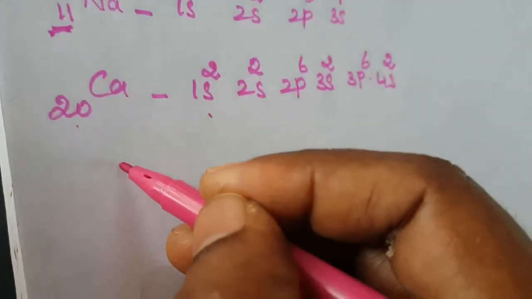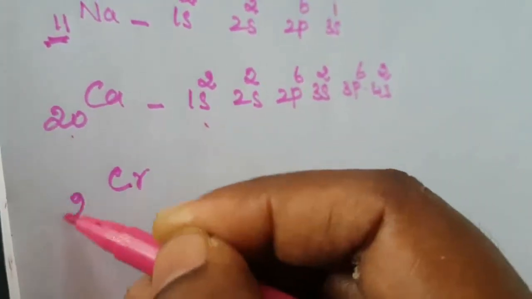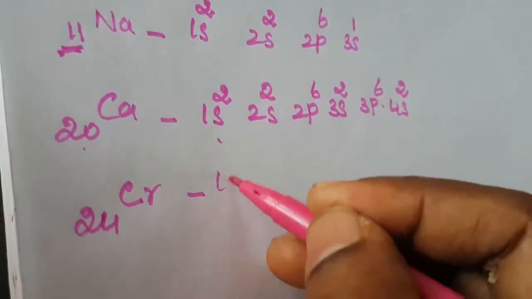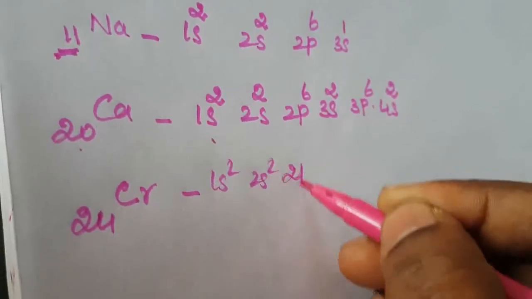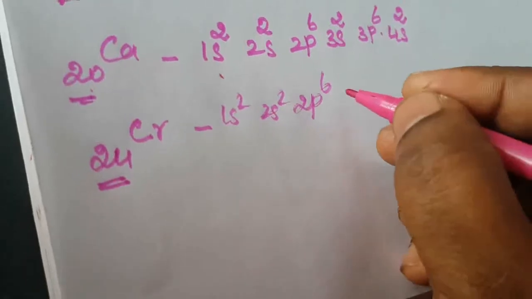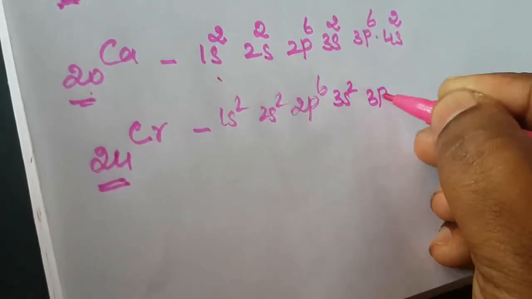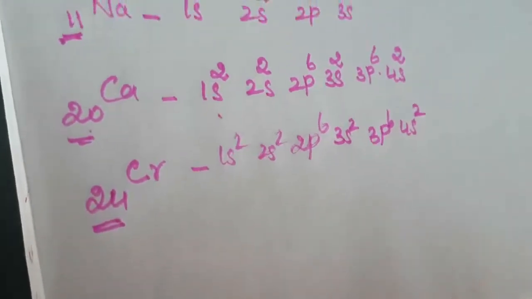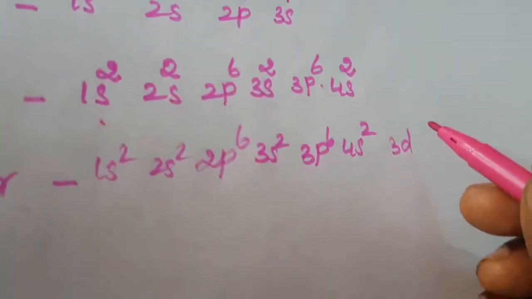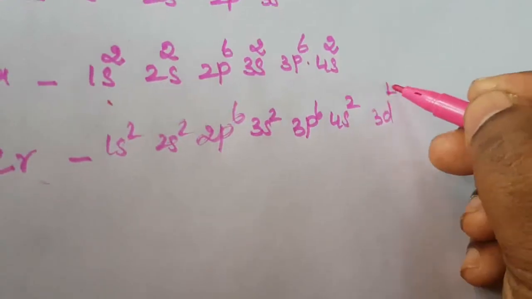Suppose the atomic number is chromium, 24. How to write? Again the same electronic configuration: 1s2, 2s2, 2p6, because 24 is there. Here up to 20 it is the same configuration: 3s2, 3p6, 4s2, right? After 4s2, what is next? That is 3d. 20 is over, the remaining balance is how many electrons? That is 4 electrons.